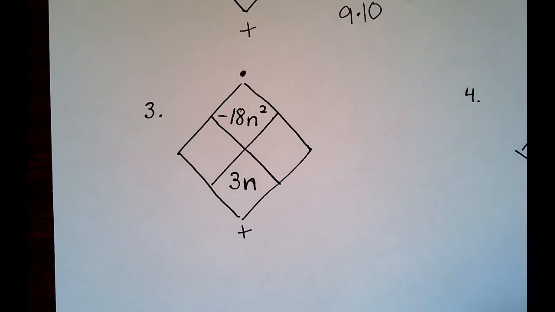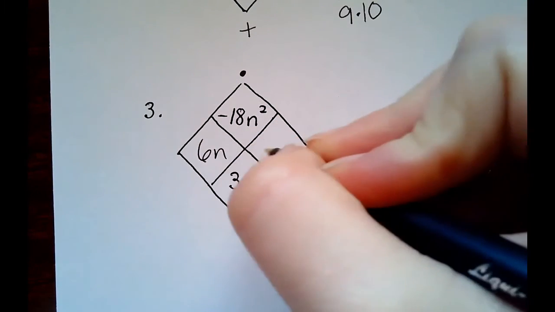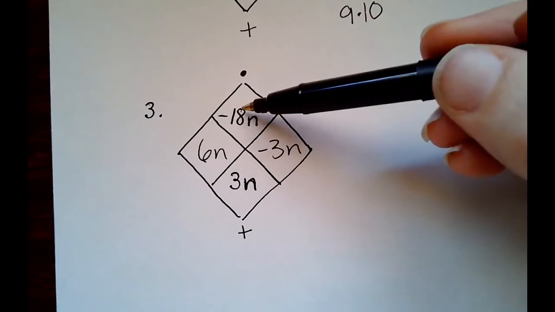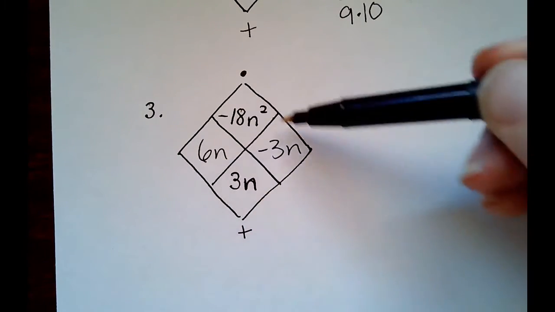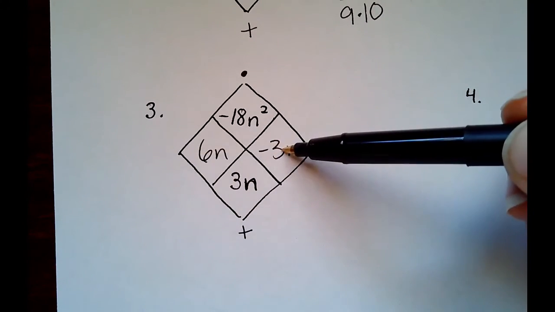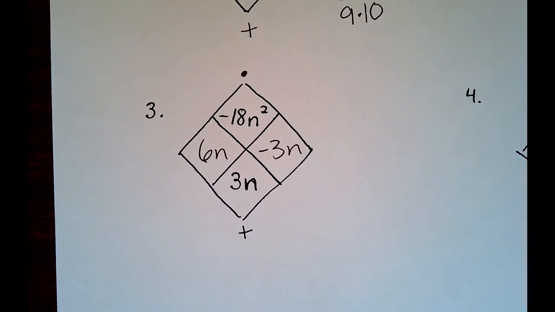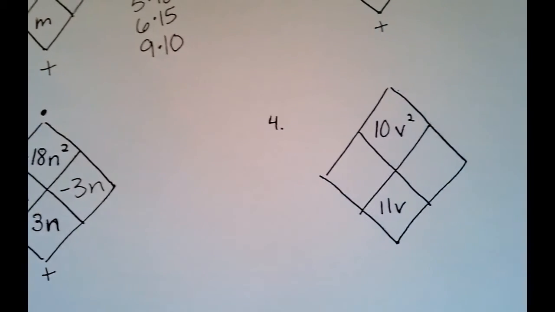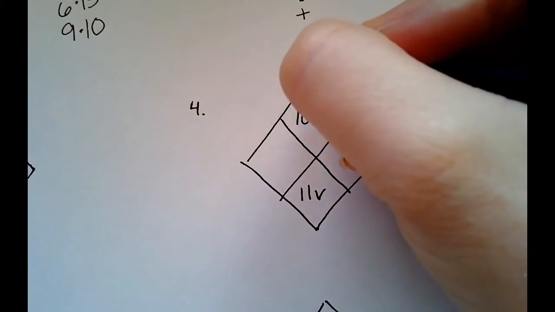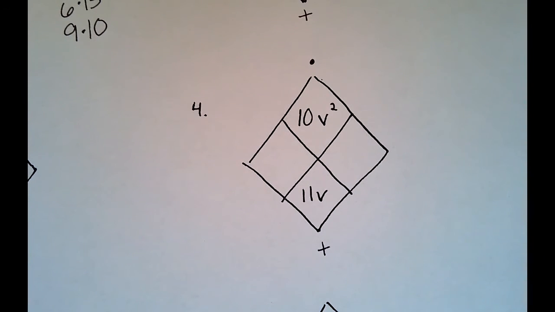Okay, so hopefully you were able to come up with positive 6n and negative 3n. 6 times 3 is 18, 6 times negative 3 is negative 18, n times n is n squared. And then 6n plus a negative 3n, or 6n subtract 3n, is 3n. All right. Go ahead now and try number 4. Again, we're multiplying to the top and adding to get to the bottom.